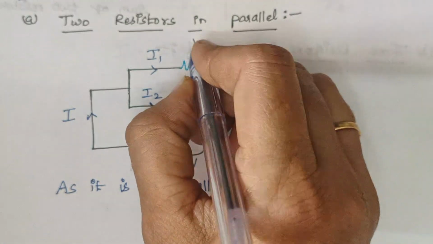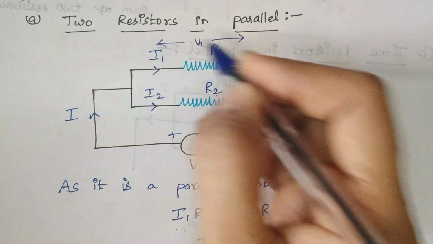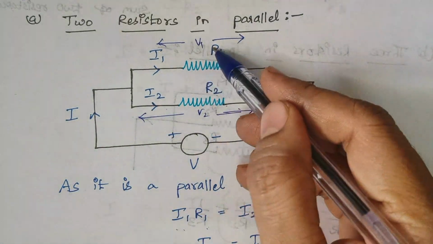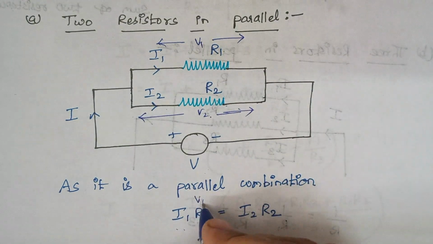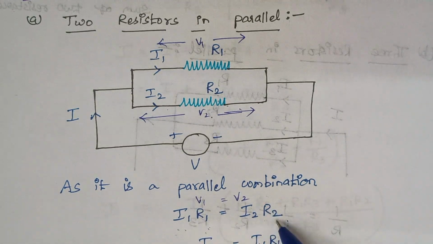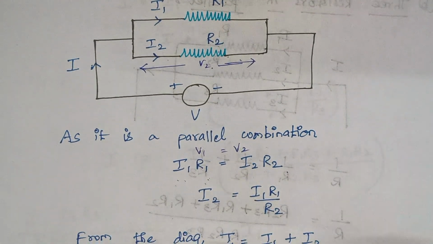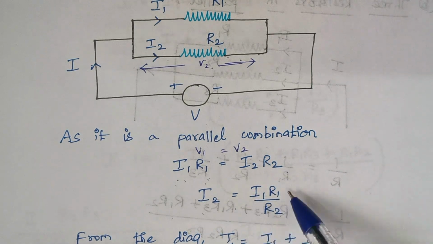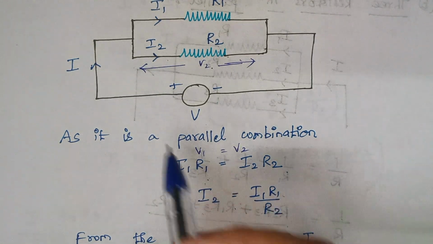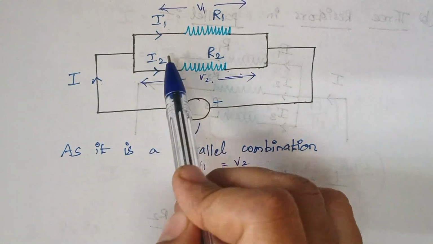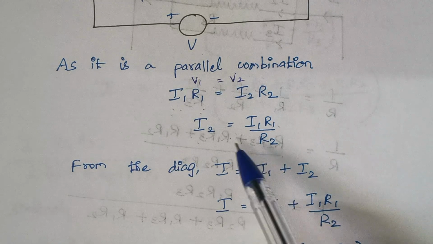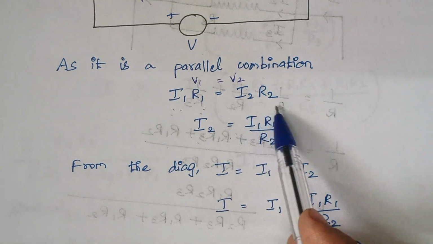Or else you can even consider, let the voltage drop across this resistor be V1 and across this resistor be some V2, right? This V1 should be equal to V2. So V1 is equal to V2, therefore V1 is nothing but I1 R1, V2 is I2 R2. So when you rearrange the terms, I2 is given by this formula, I1 R1 by R2, right? So from this diagram again, the current I is equal to I1 plus I2, and here I2 is given by this expression, right?